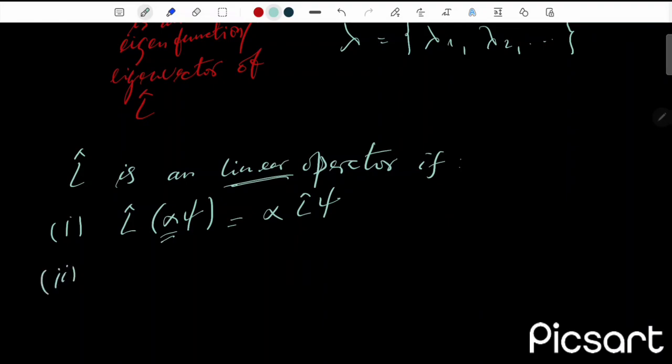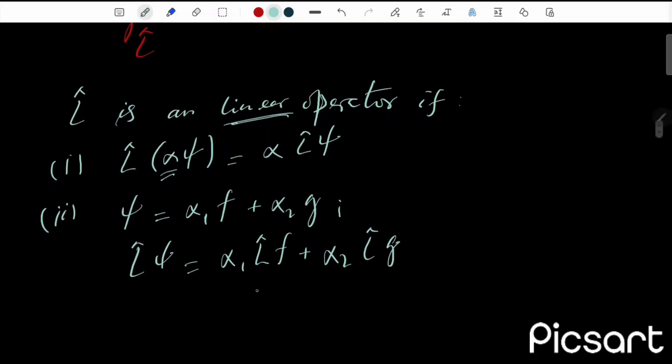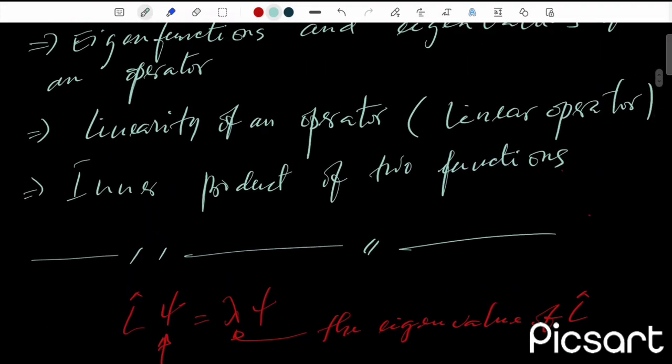And the second one, if L satisfies this first condition and we have a function C, for example, as a sum of two products, alpha 1 times F plus alpha 2 times G, then if L acts on the function C, this means that we have as a result alpha 1 times L acting on F plus alpha 2 times L acting on G. Then we say that L is a linear operator. We go on.